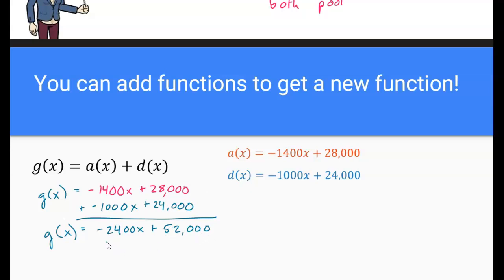And just like we did before, we can interpret these terms. This is our rate of change. So negative 2400 gallons per minute is our rate of change for both of those pumps together. And then 52,000 is the volume of both pools together.